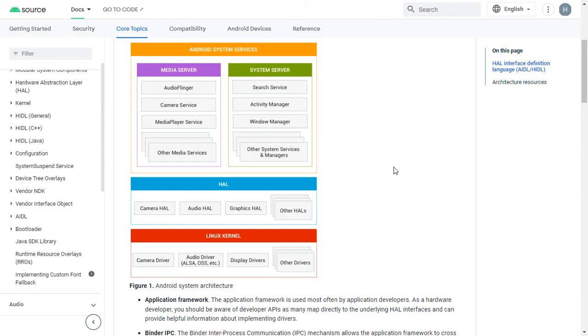Our next topic is the Linux kernel. The Linux kernel is the kernel that is used in Android. To add new hardware to our system, we have to create a driver for it, and creating a driver is very similar to writing a Linux driver.